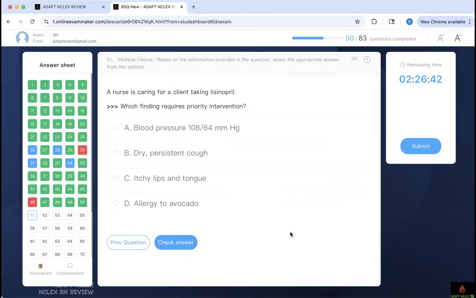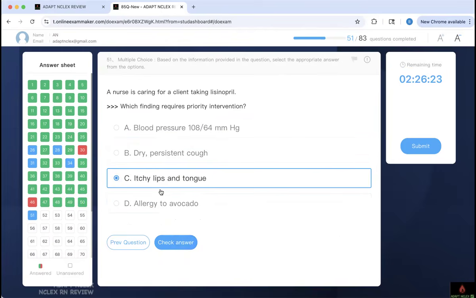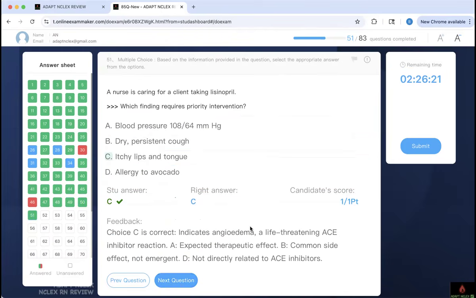And this is caring for a client taking lisinopril. Which finding requires intervention? ACE inhibitor. What should you worry about? Blood pressure of 108/64. Dry persistent cough. Itchy lips and tongue. Allergy to avocado. Angioedema, number 1. Therefore, this is the right answer. Dry persistent cough, expected. Blood pressure is doing what it's supposed to do. Allergy to avocado is unrelated.